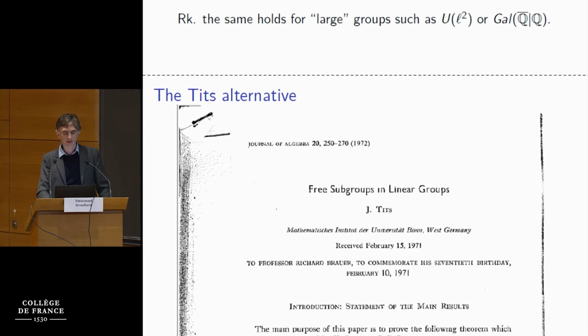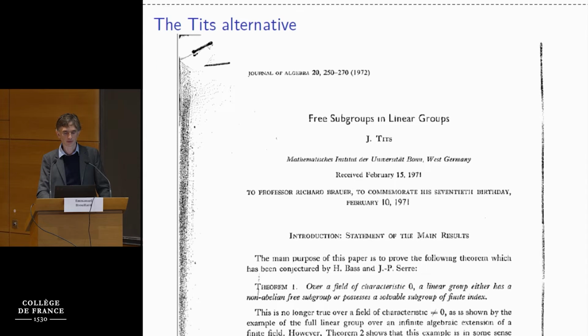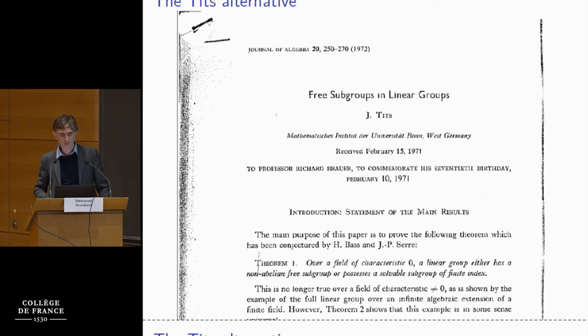and this is here the first page of the published paper, or part of the first page. So he showed that, at least here, the first theorem is in characteristic 0. If I have a subgroup of matrices, so GLN over a field of characteristic 0, then either the group contains a free subgroup, or the group is actually virtually solvable, so it has a solvable subgroup of finite index.